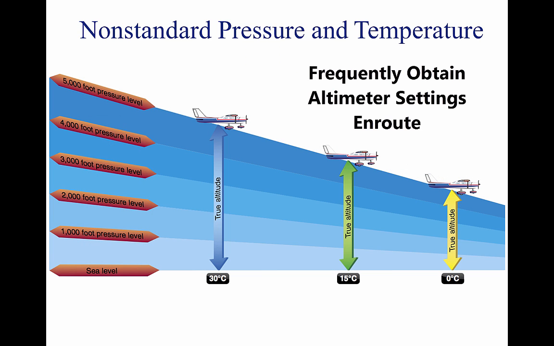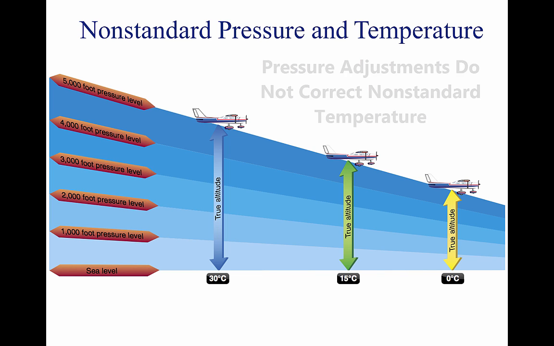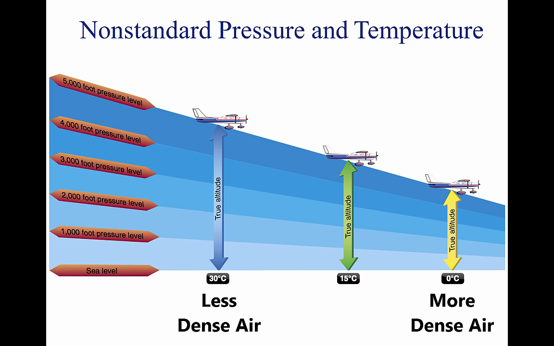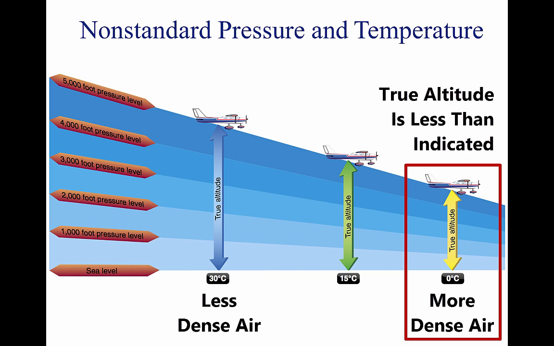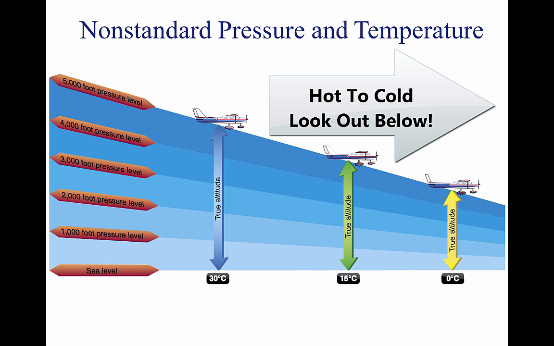Once in flight, it is important to frequently obtain current altimeter settings en route to ensure terrain and obstruction clearance. Adjustments to compensate for non-standard pressure do not compensate for non-standard temperature. Since cold air is denser than warm air, when operating in temperatures that are colder than standard, the altitude is lower than the altimeter indication as shown above. A variation of the memory aid used for pressure can be employed. From hot to cold, look out below.